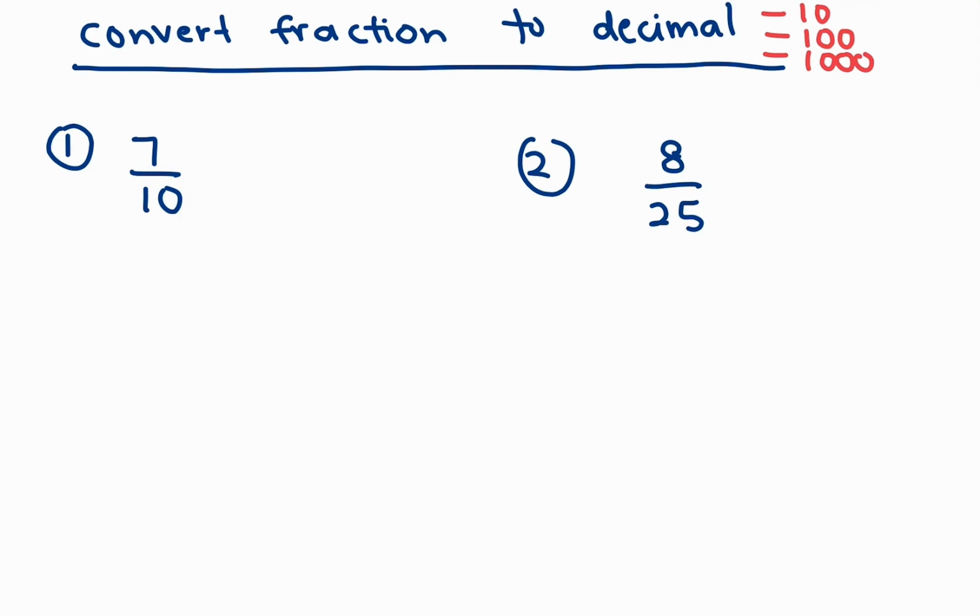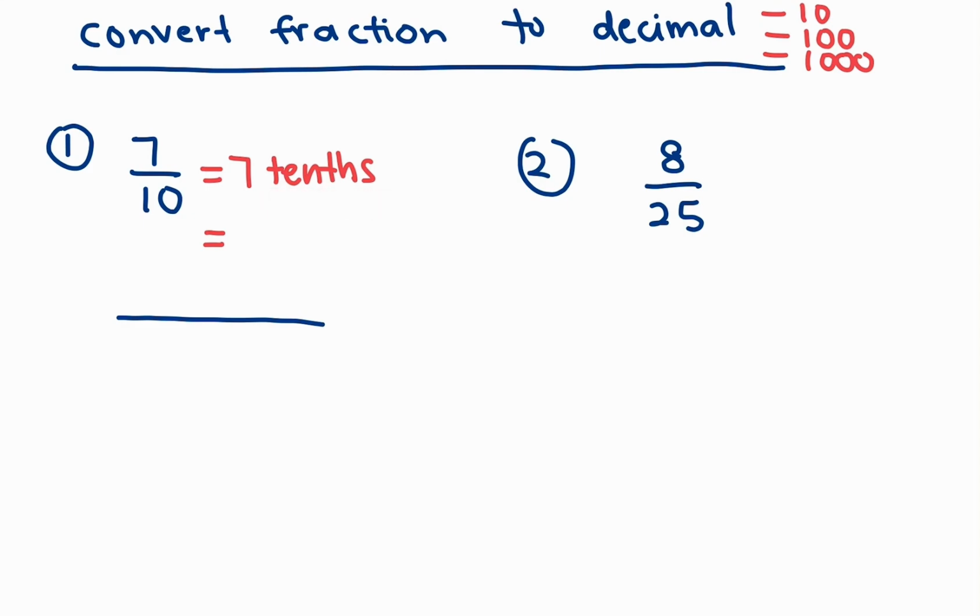7 out of 10 means what? 7 tenths. Okay, so 7 tenths. How to write 7 tenths as a decimal? 0.7. Okay, if you don't know, what can you do? Draw your place value chart. So your place value chart is 7 tenths.